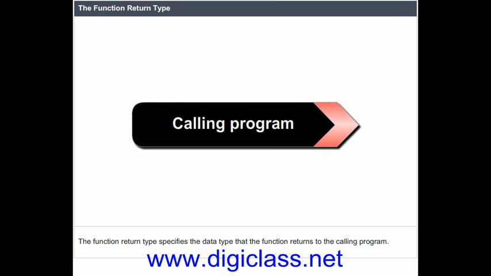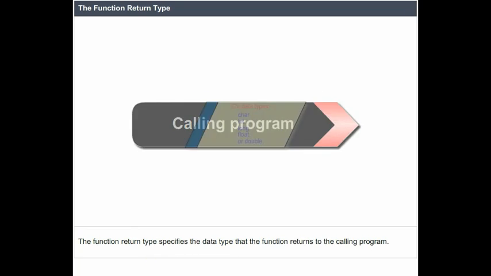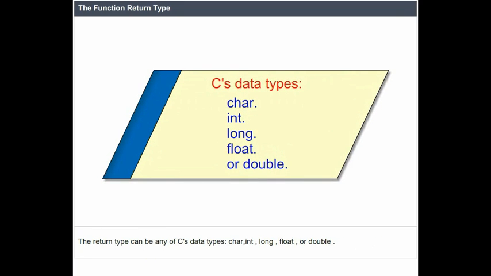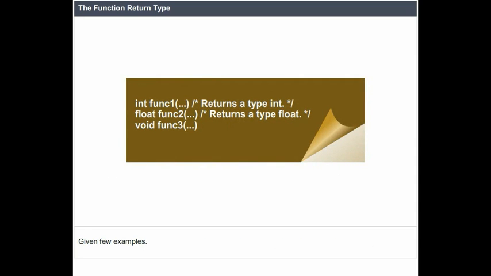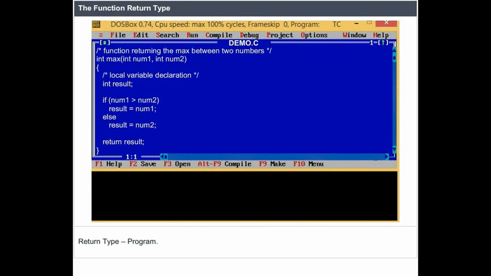The function return type. The function return type specifies the data type that the function returns to the calling program. The return type can be of any of C's data types: char, int, long, float or double. One can also define a function that does not return a value by using a return type of void. Give a few examples. Return type program.